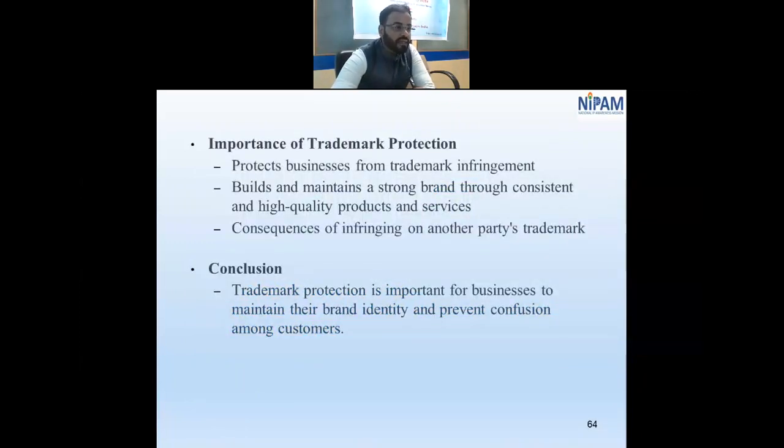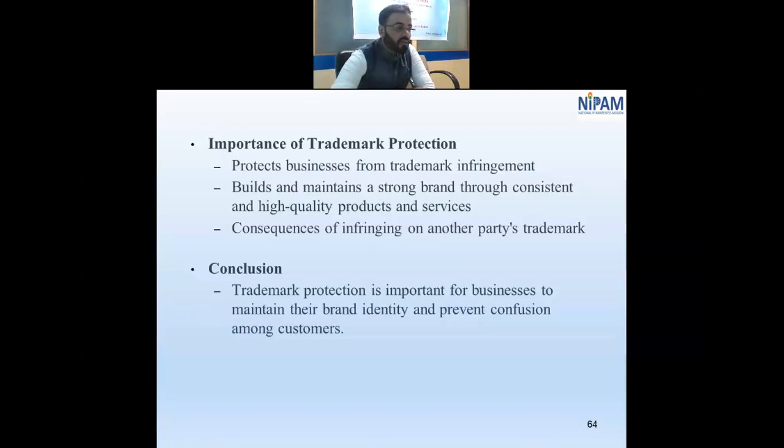Obviously, it protects business from trademark infringement. It builds and maintains strong brands through consistent and high quality products and services. So if someone has mentioned Paradise Biryani on their particular product, you will obviously get to know that this belongs to a particular reputed food chain, and that kind of quality and hygiene is likely maintained in that product. Consequence of infringement on another party's trademark.